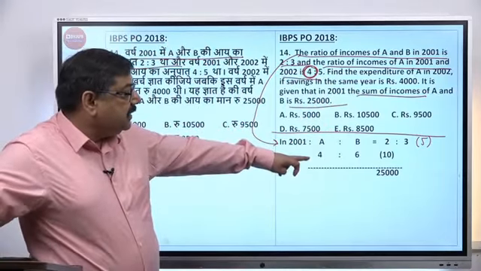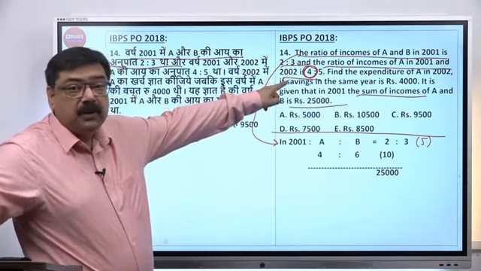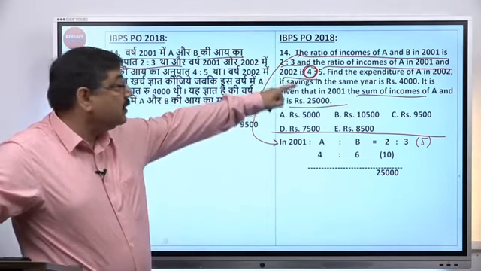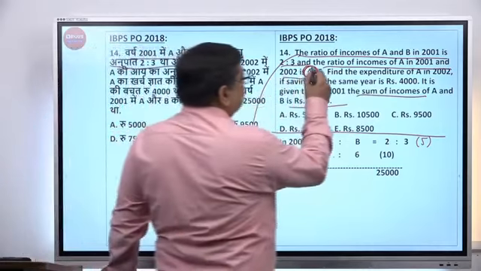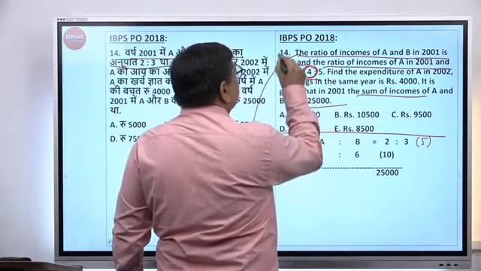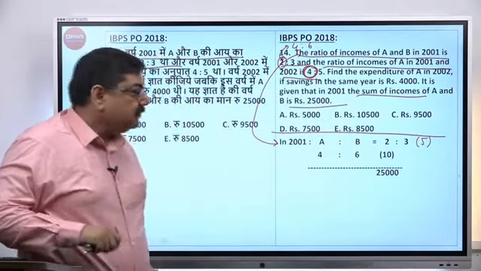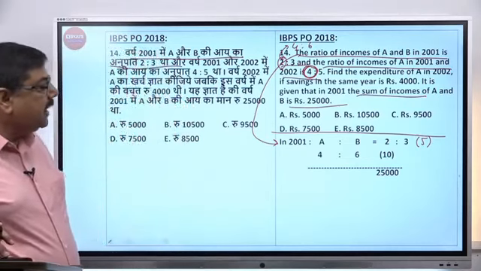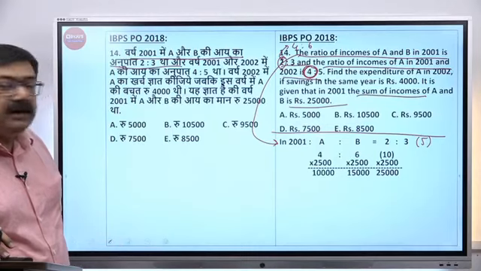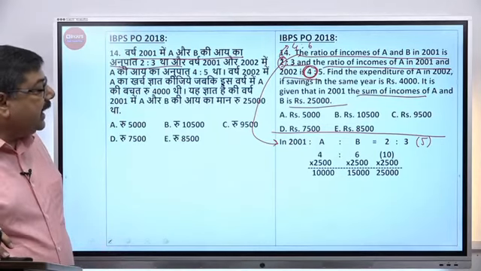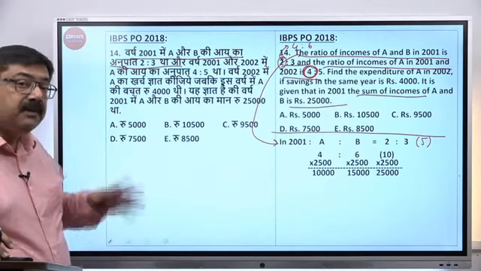Why did I make this 4? Because in 2001 and 2002, the ratio between the incomes of A is also given to you as 4 is to 5. So this 4, I can directly derive from here. This is 4 is to 6. So I'm making these two values the same. All right. So now what will be the multiplier here from 10? How do you get 25,000? By multiplying it with 2,500. So at both places 2,500 will be multiplied. So A's income in 2001 is 10,000 and B's income is 15,000.